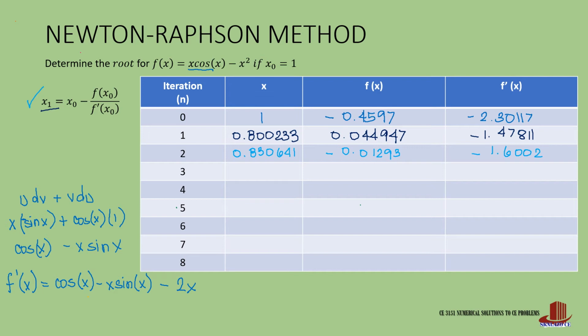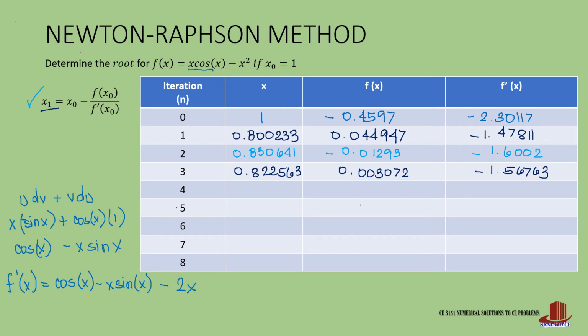Since we are not required to limit our iteration, then we would have to look for that time where our values of x would be very close to each other. So continue into our third iteration. Plugging our values into the formula, then we have 0.822563, f of x turning as 0.003072 and f prime of x as negative 1.56763.